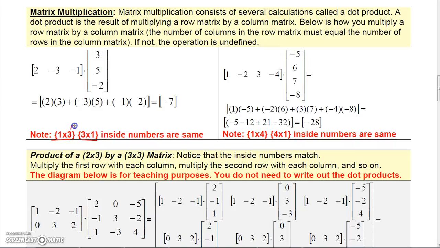And since these inside numbers match, that tells me that I've got the same number of columns in the first matrix as I do rows in the second matrix, and that allows me to multiply.